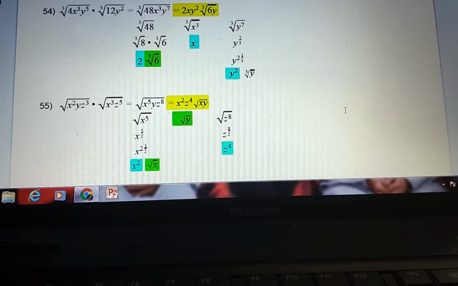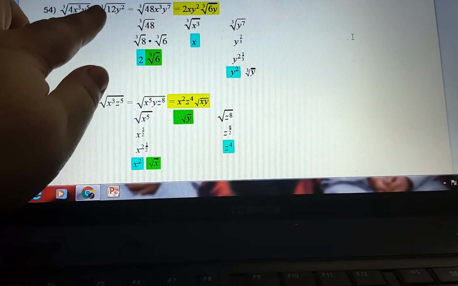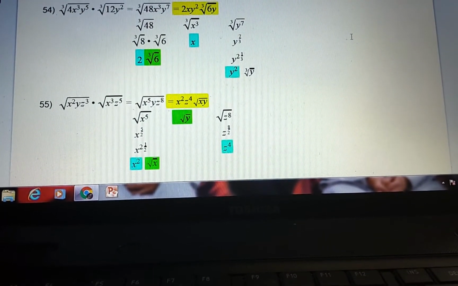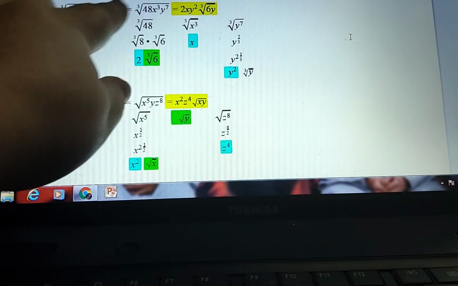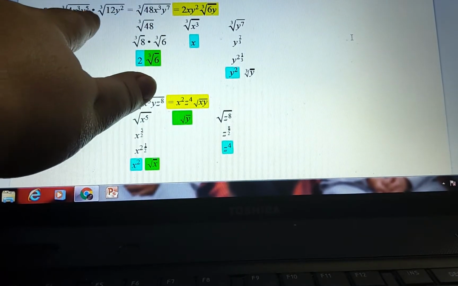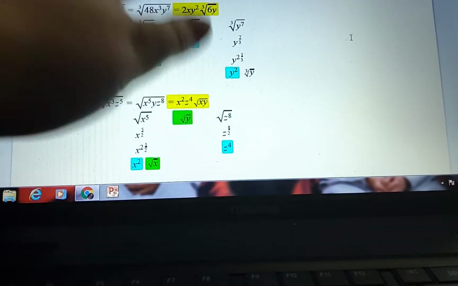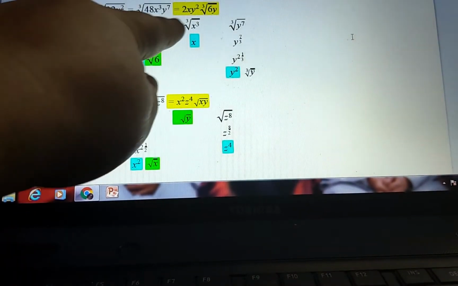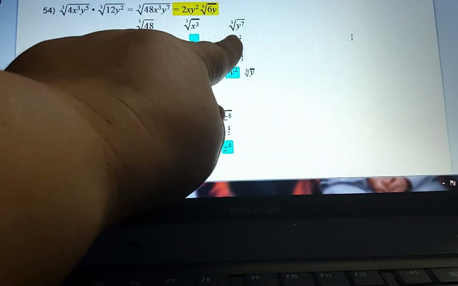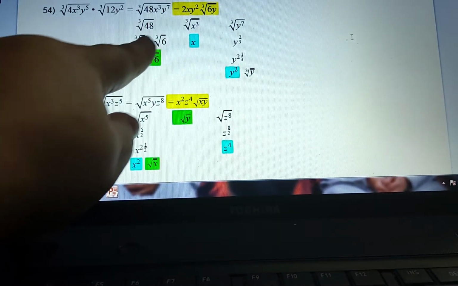Okay, number 54 has this multiplication sign. That means we have to multiply before we do anything else. So 4 times 12 is 48. X cubed times no x is x cubed. Y to the 5th times y squared is y to the 7th. And now I'm splitting this up. So 3rd root of 48, 3rd root of x cubed, 3rd root of y to the 7th.